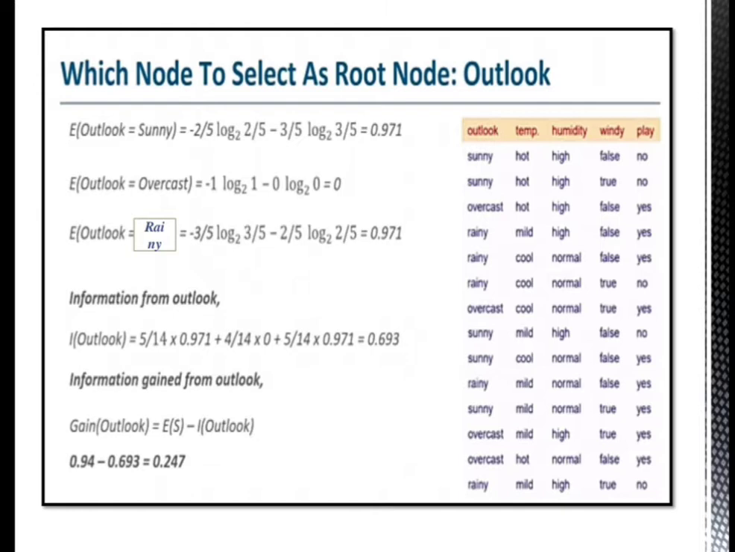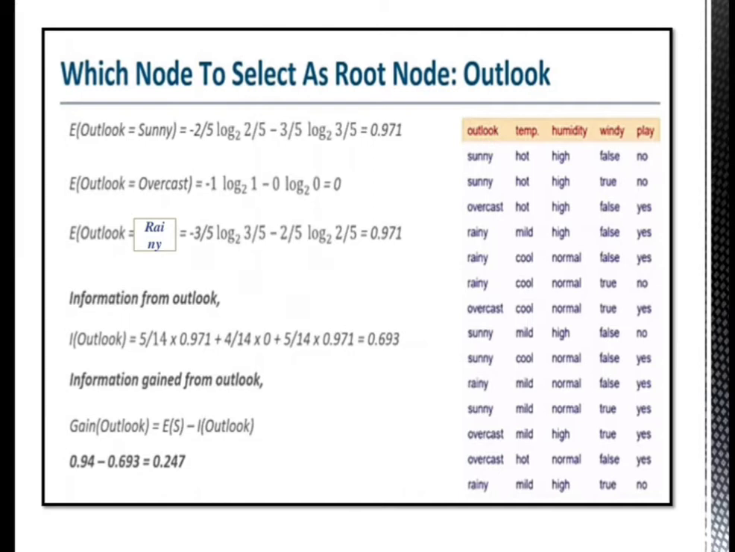As I told earlier, we have to find the entropy for each value of the attribute, then we'll take the information from that attribute, then we will find the information gain. So entropy for the sunny value will be 0.971, the overcast will be 0 and the rainy will be 0.97. So according to the formula, we will get these values.